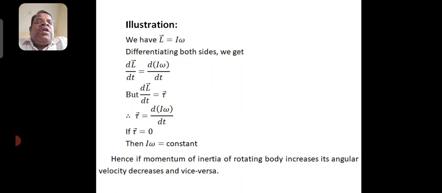You know, in the previous class, angular momentum can also be defined as the product of moment of inertia and angular velocity, that is L equals I omega. Differentiating both sides, we get dL by dt equals d by dt of I omega. But dL by dt is nothing but a torque. Therefore, tau equals d by dt of I omega. If tau equals 0, then I omega equals constant.